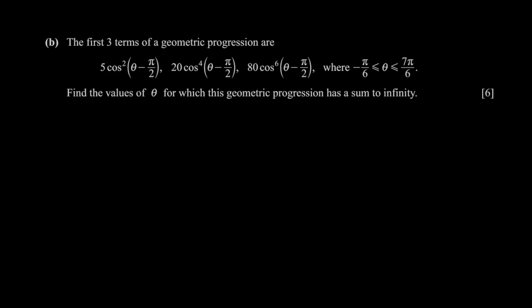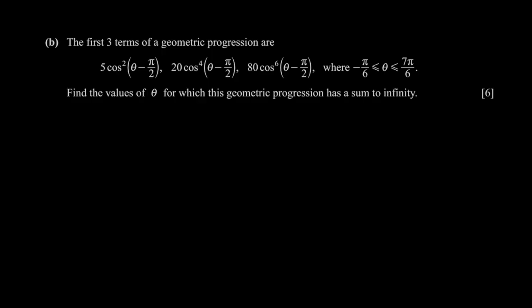Okay then, let's try to think it through. Firstly, a geometric progression is one in which we're multiplying to get to the next term. So we take this term, we multiply by a common ratio to get to the second term, multiplied by the same common ratio to get to the third term, and so on and so on.